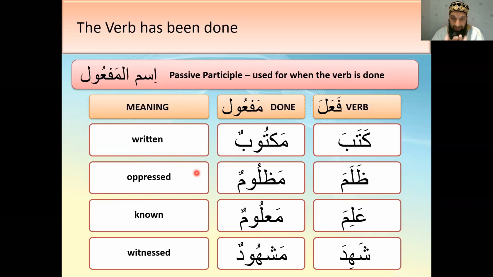So this template is very important as well. Makruh, mashhood, mansur. You know mansur? Nasara means to help. Mansur means the one who is helped. Makruh, majroor, and there'll be many other words.